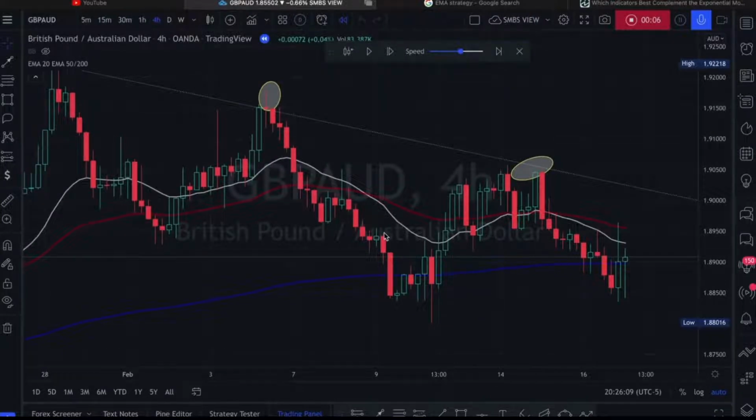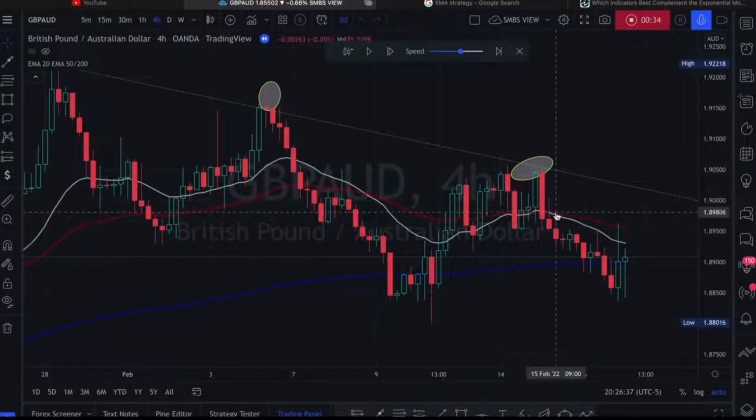Today I'm just going to explain how I use exponential moving average to enter into trades, and specifically, I'm going to use the 50 and the 200 EMA just to try and explain how I entered a trade this week for GBP AUD. So this is my platform for GBP AUD.